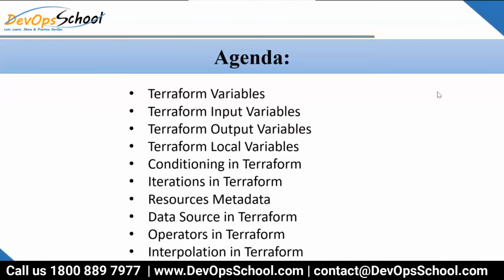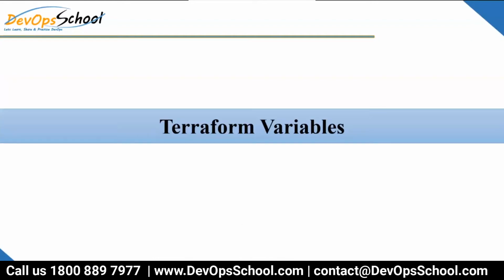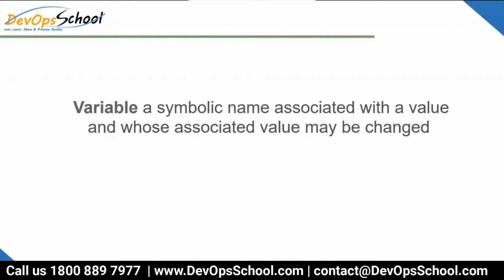Okay guys, so now we are going to start with Terraform variables, and we'll get going. So Terraform variable. Now what is a variable? A variable is a symbolic name associated with a value, and the associated value may also be changed, depending on the scope.